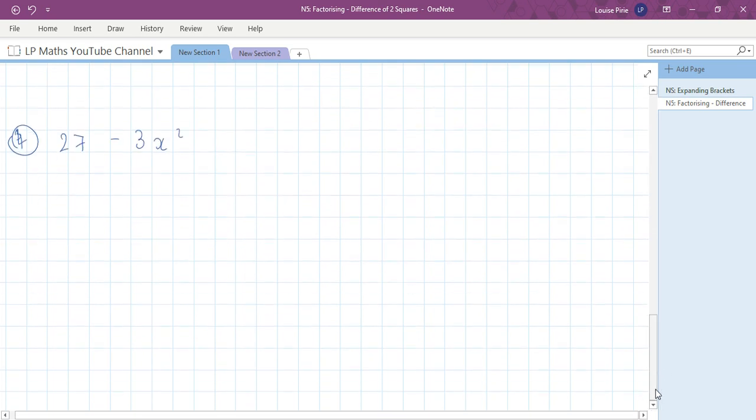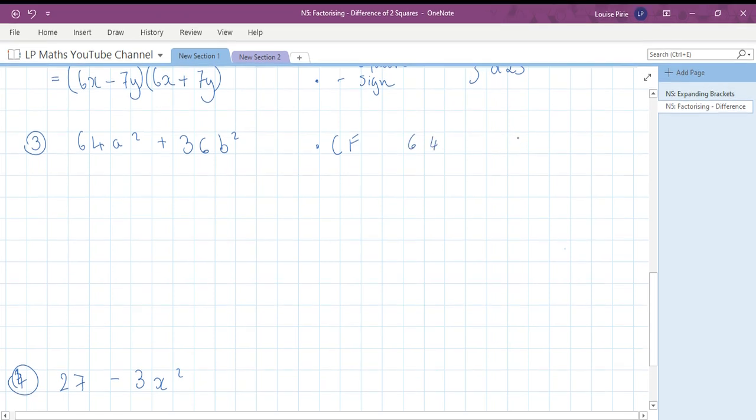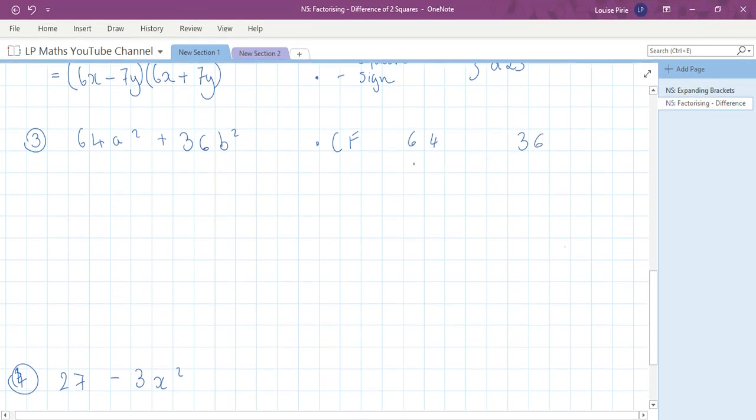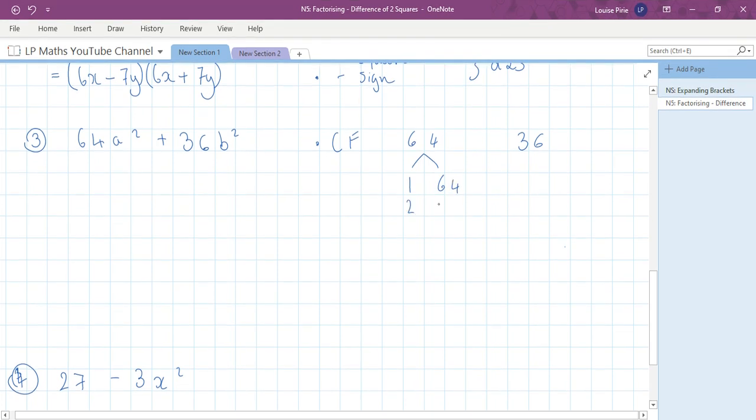Okay, next question. Do we have a common factor? We do have a common factor. So we're going to have to sort that common factor out first. We're going to do the working for that here. 64 and 36. Let's get all the factor pairs for this. I've got 1 and 64, 2 and 32. 3, is 3 going to go into here? No, it's not. 4 and 16. 5 is not going to go into there. 6 is not going to go into there. 7 is not. And we have 8.